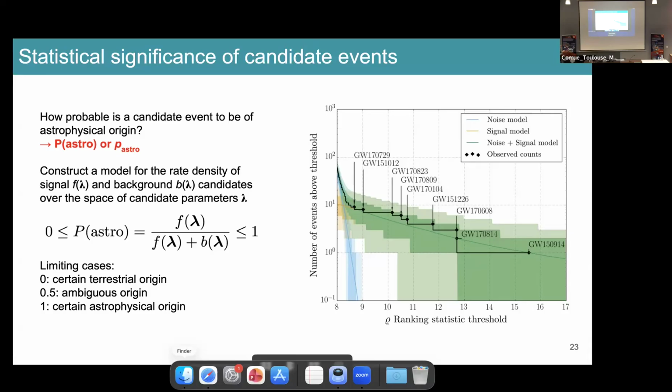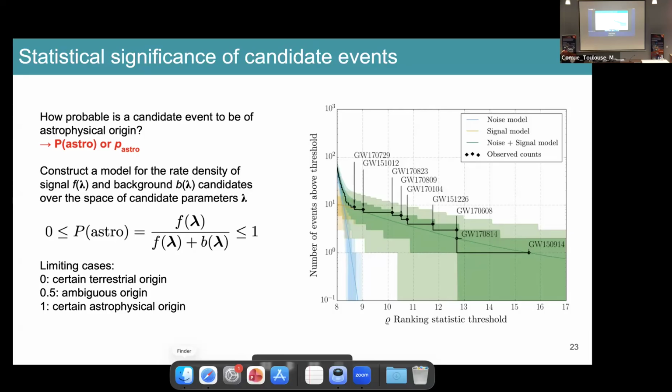it's really a completely different question. And to do this, we calculate this quantity called P-astro, which is calculated like this. We have a model for the rate density of our signal triggers, and a model for the background candidates, which is basically what I've introduced previously. The nice thing here is that these models naturally include the astrophysical expectation for the rates of the CBC signals. So this is a very powerful way to include our prior about the population if we know it. Of course, if we don't know it, then we have a problem, but we kind of know it at the moment because we have many events.